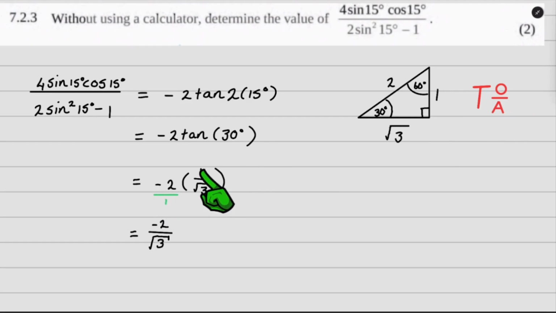So now negative 2 times 1 is just negative 2, and 1 times root 3 is just root 3, so there lies our final answer. So let's see where the 2 marks are coming from. Our first mark comes from changing everything to minus 2 tan of 30, and our second mark comes from the final answer, and we've officially waxed question 7.